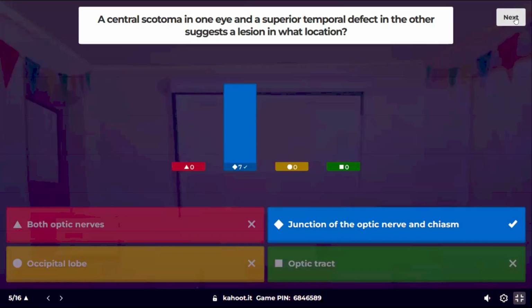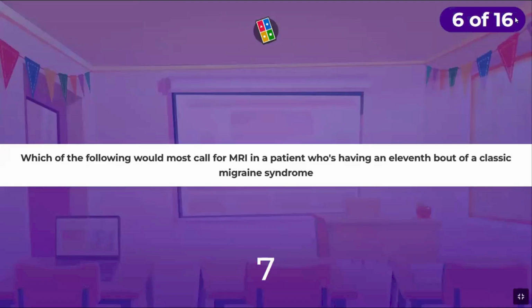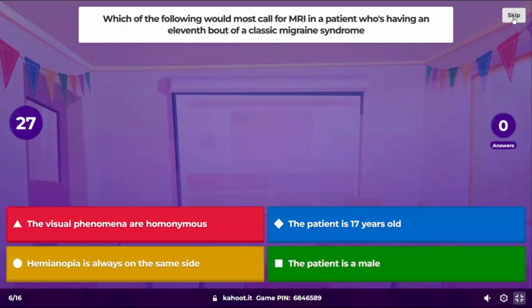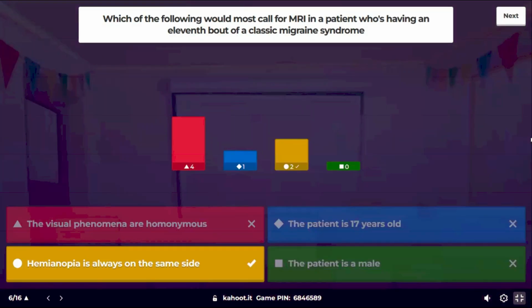Yes, we talked about this. Thank you for answering it correctly, all of you. Yeah, thank you for those who answered correctly.